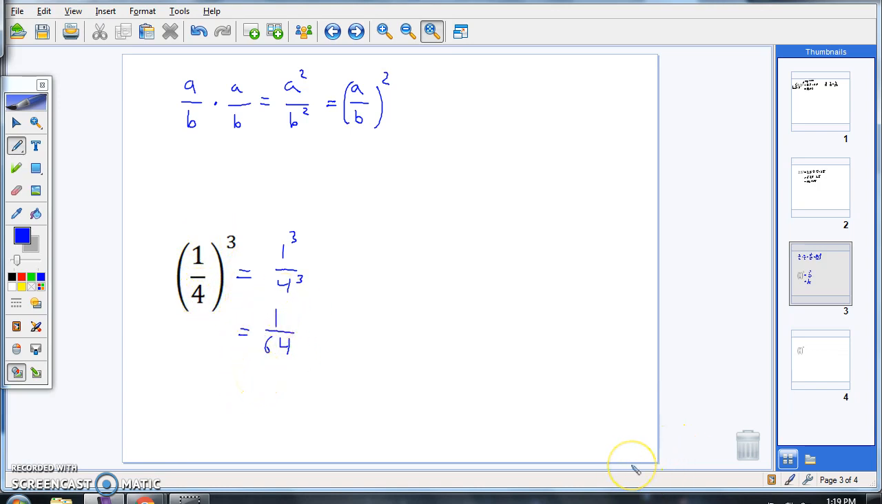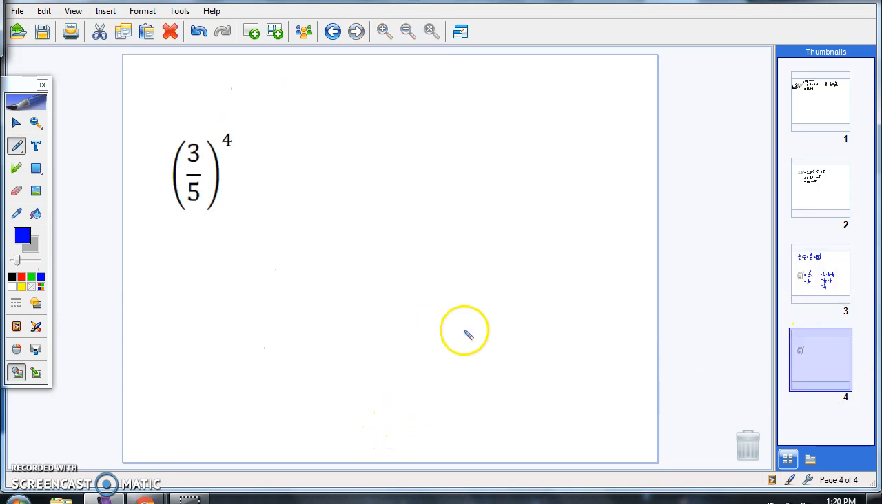by a fourth twice. Okay, so we can prove this by just saying over here, this is 1/4 times 1/4 times 1/4, which is 1/16 times 1/4, and again is 1/64. Okay, let's go on to something slightly more complex.